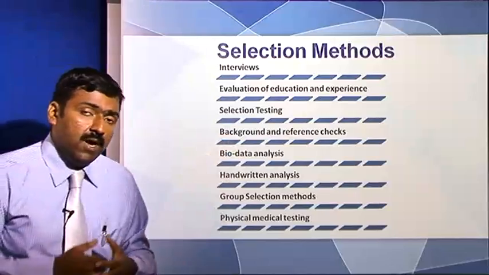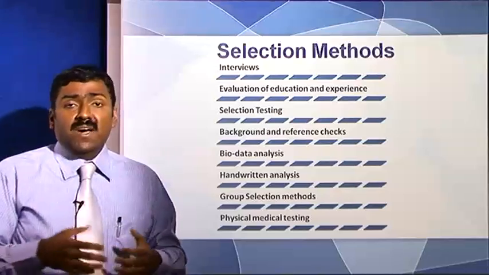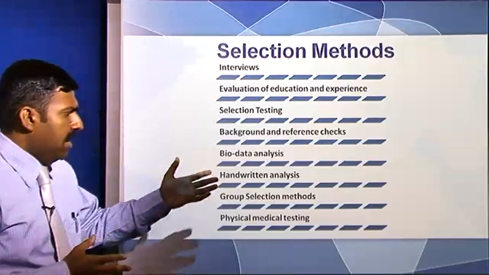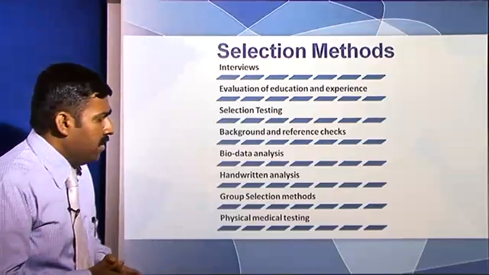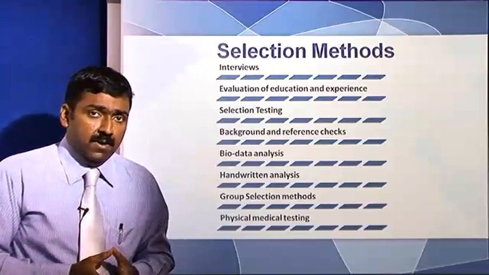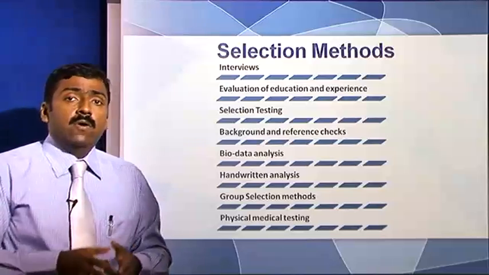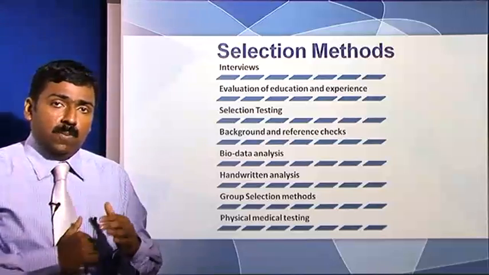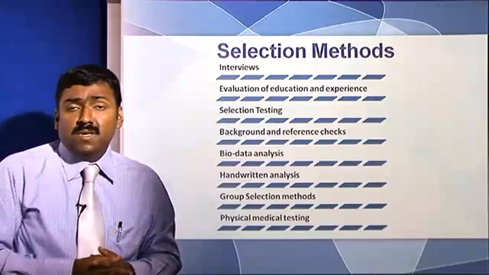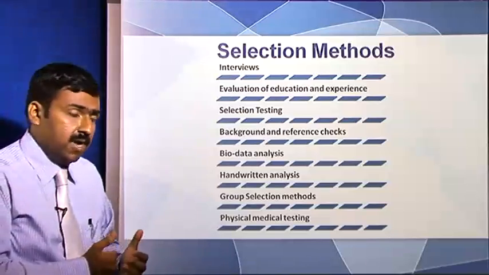Biodata analysis. You ask the applicants to fill in multiple choice questions eliciting information about their family, their past experience, and you can try to identify the ideal candidate for the job. Handwriting analysis and biodata analysis. Handwriting analysis to a great extent reveals the personality type of the applicant. It is used in most of the developed countries to gauge the level of the person's characteristics in a particular job environment. Group selection methods, to test the team skills, the leadership skills, and the interpersonal skills of the candidates. Group selection methods are also practiced.